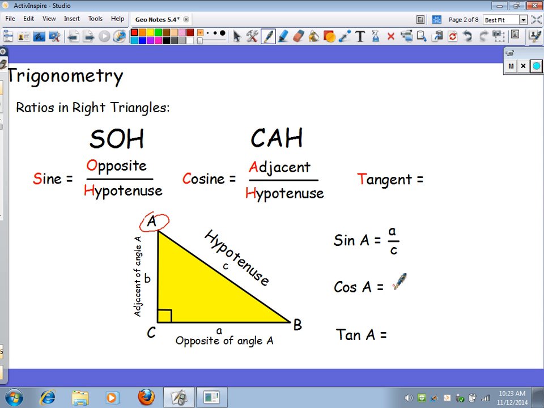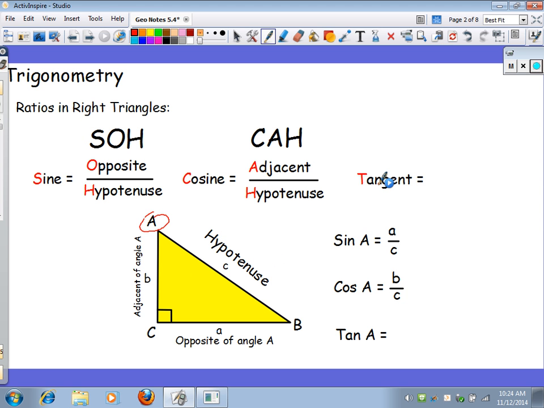So what 2 little letters would be my cosine down here? What's my A? It's little b, right? And my H is little c, so it should be little b over little c for your cosine. Your adjacent side over your hypotenuse, b over c.